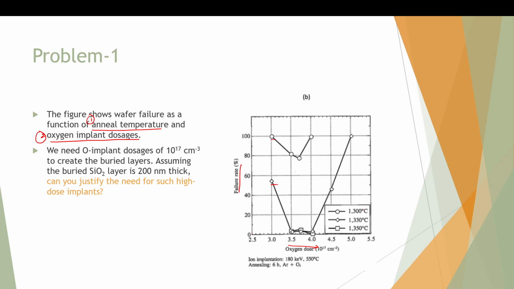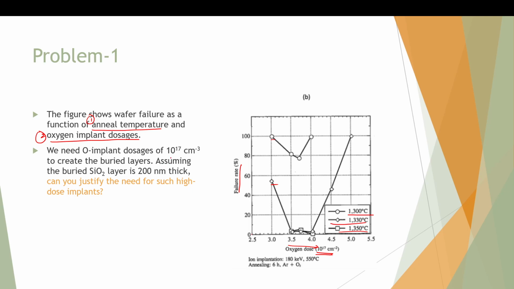So if you look here, for 1300 degrees Celsius, the failure rate is quite high. However, as we go on increasing the temperature, the failure rate is reducing. So from this graph, one thing we can notice is we need an oxygen dose of the order of 10 power 17 per centimeter cube to create buried layers.